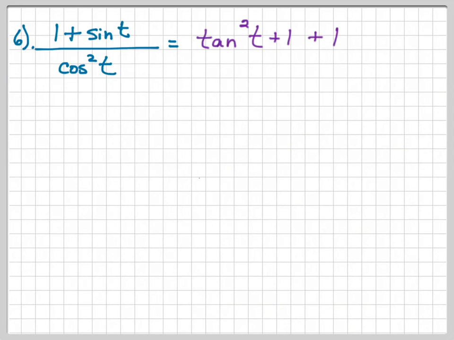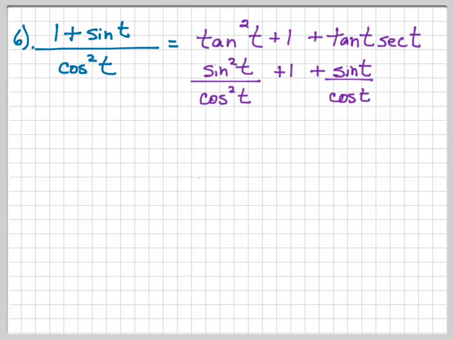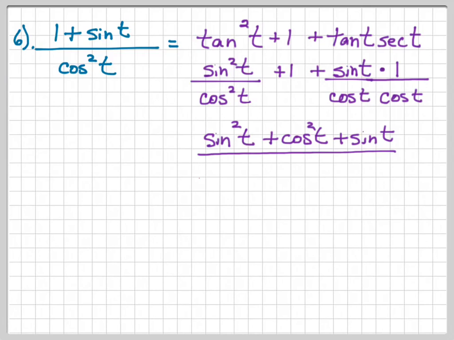Okay, we have the next one, number 6. I'm changing everything to sine and cosine, and I have tangent t is sine t over cosine t times secant, which is 1 over cosine t. So I have a common denominator of cosine squared. So I'll have sine squared t plus cosine squared t, because I have to change the 1 to cosine squared t over cosine squared t plus sine t over cosine squared t.